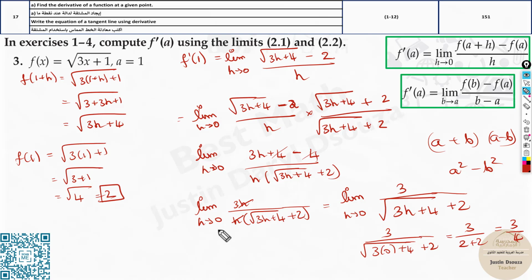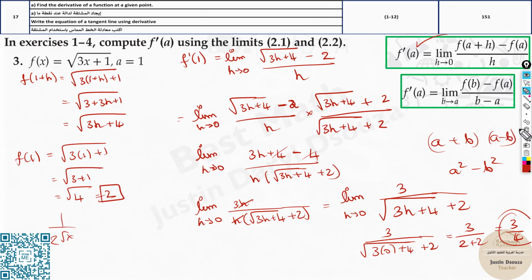That's the answer. Now you can also use the derivative rules, the square root rule. What is it? 1 by 2 root x. You can simplify this and apply the x value as 1 and solve it. Or use your calculator directly and solve it. Your answer will be 3/4. Okay, this is using the first formula.